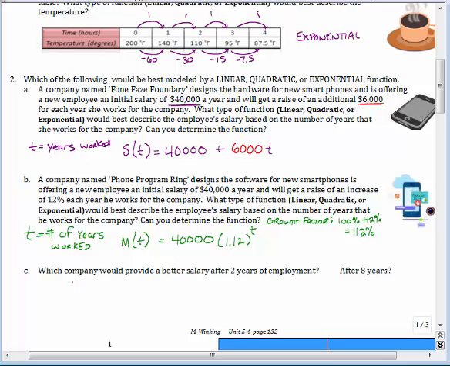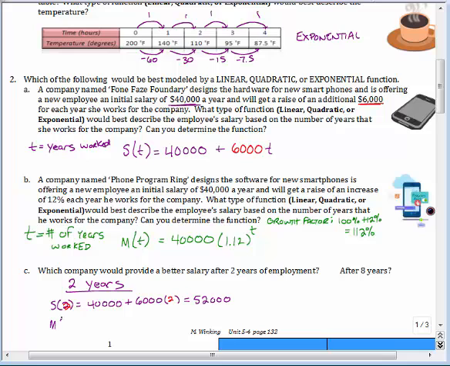All right, so first we're going to figure out for 2 years. So 2 years at the first job would be S of 2. That would be equal to 40,000 plus 6,000 times 2. And if you plug that into the calculator or evaluate that, that's 40,000 plus 12,000. That would be 52,000 after 2 years. So after 2 years, the person would be making 52,000.